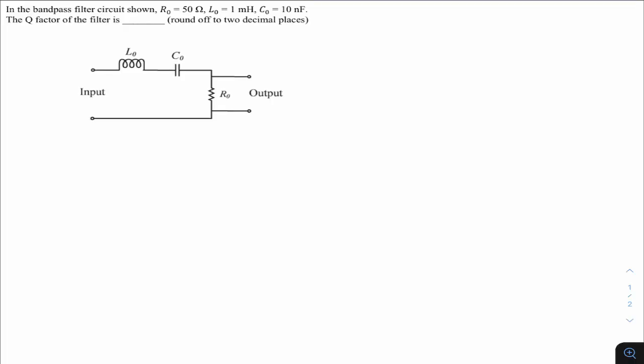This question is asked in GATE 2022 of Instrumentation. This is from network subjects. The question is, in the band pass filter circuit shown, R0 is 50 ohm, L0 is 1 millihenry, C0 is 10 nanofarad. The Q factor of the filter is.